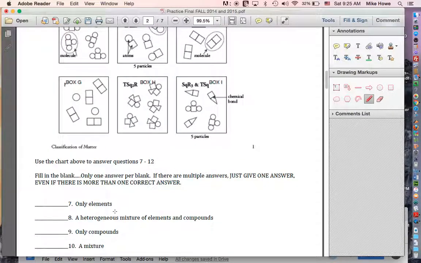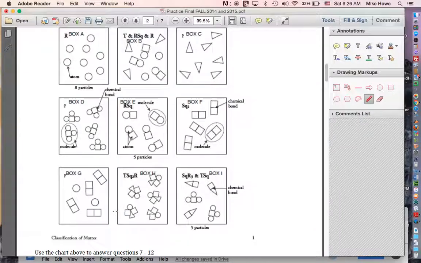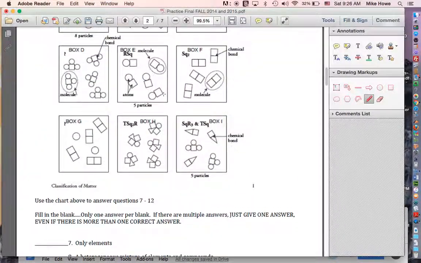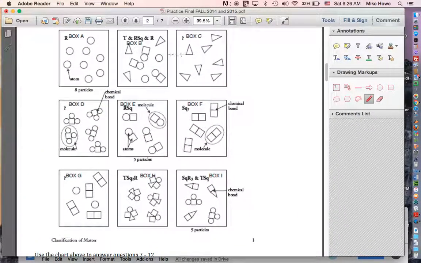For letter number 8, heterogeneous mixture of elements and compounds, there's only one answer there, and remember, heterogeneous means uneven. All these things I'm saying you might want to put on your cheat sheet. So you've got a mixture of elements and compounds right here. See, element, compound, compound, element. Okay. Only compounds, there are lots of answers to that one. So this contains elements and compounds, this contains elements, this is compounds only. See, they're all the same, there's 5 molecules. Same thing here, compounds only, oh, take it back, this is an element, so that's not a compound.